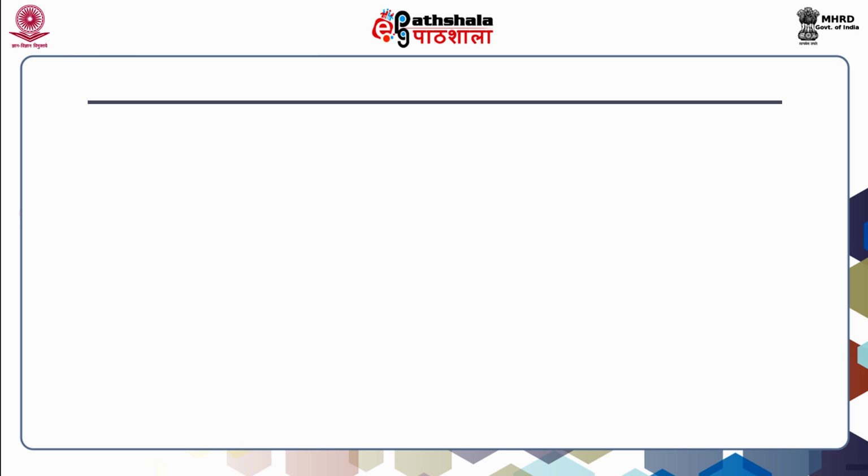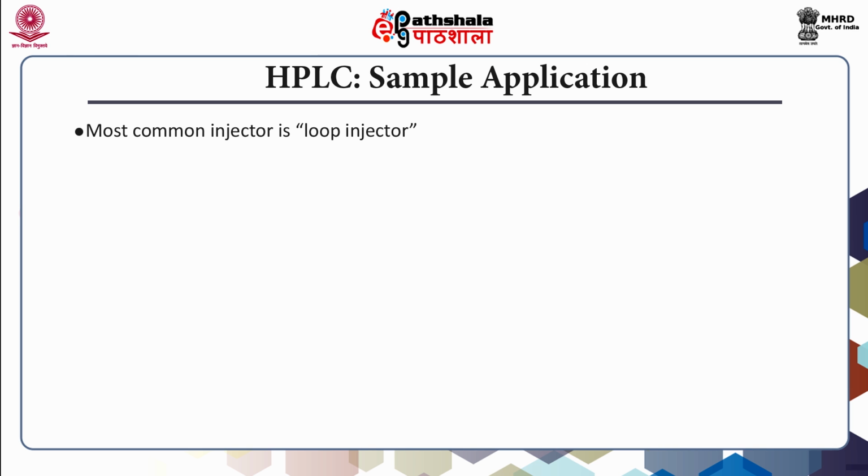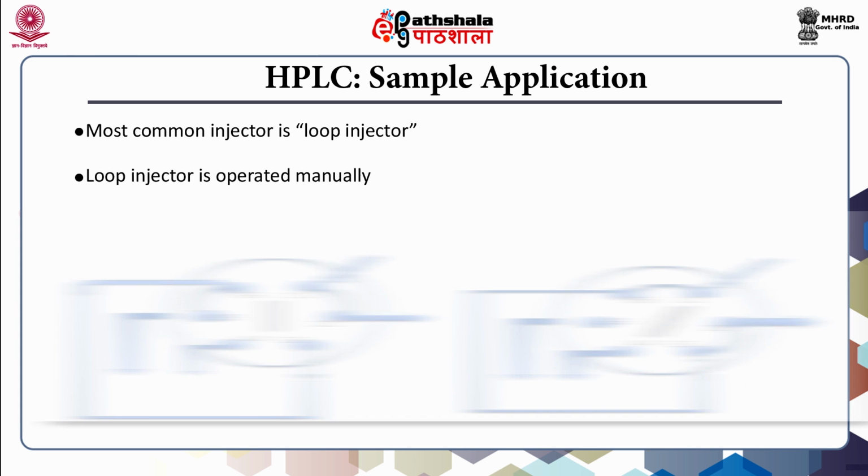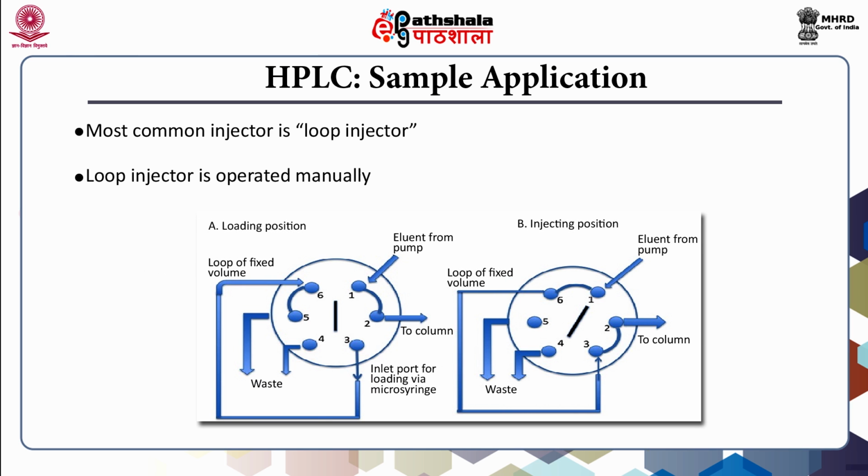In the next slide we will discuss how to apply the sample and what the injector is in case of HPLC. The most common injector in HPLC is the loop injector. That means it has one loop which is operated manually. If you see the pictures here, there are two pictures. One on the left hand side, that is A, and another on the right hand side, that is B. The left hand side picture represents the loop injector in the loading position, and the right hand side shows the injecting position.